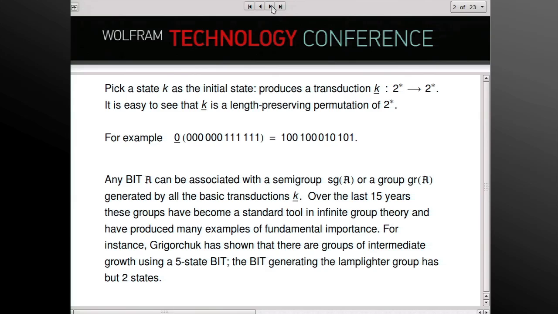If you feed the input string 0, 0, 0, 0, 0, 0, and so on and so forth to this device, the output is 1, 0, 0, 1, 0, 0, and so on and so forth. For human beings, it's not particularly helpful to look at these examples. You don't really see much structure there.